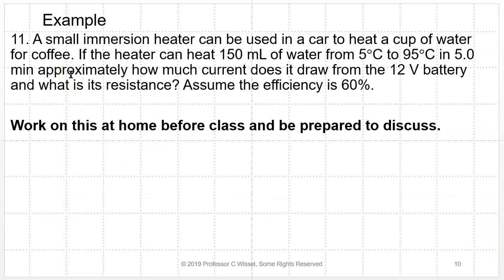A small immersion heater can be used in a car to heat a cup of water for coffee. If the heater can heat 150 milliliters of water from 5 degrees C to 95 degrees C in 5 minutes, approximately how much current does it draw from the 12-volt battery, and what is the resistance? Assume the efficiency is 60%.